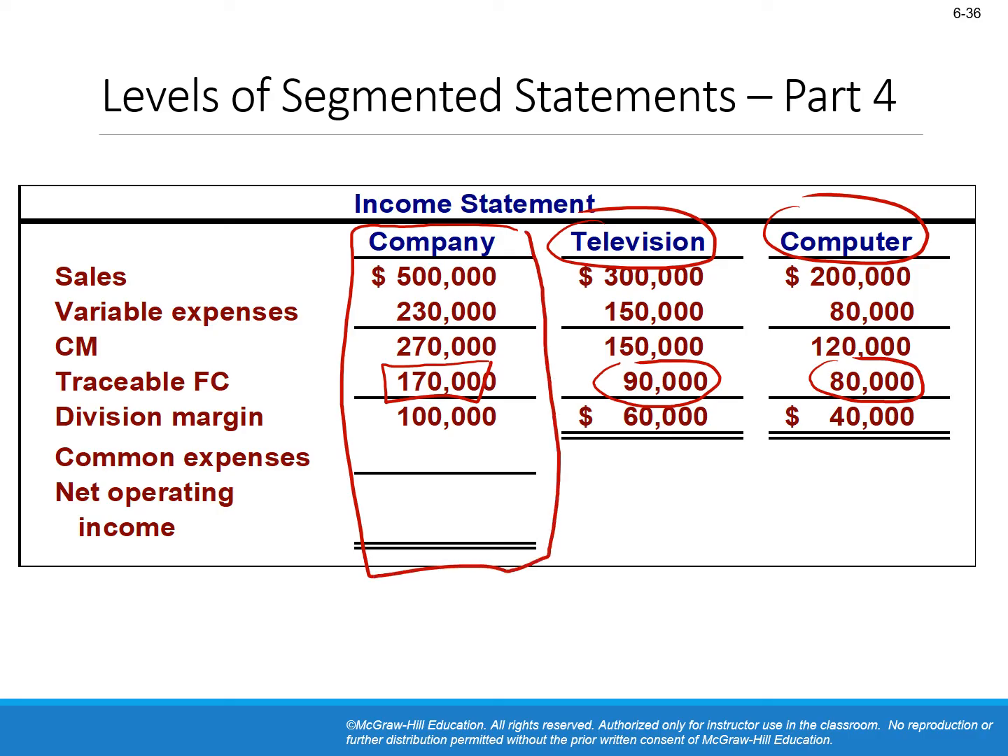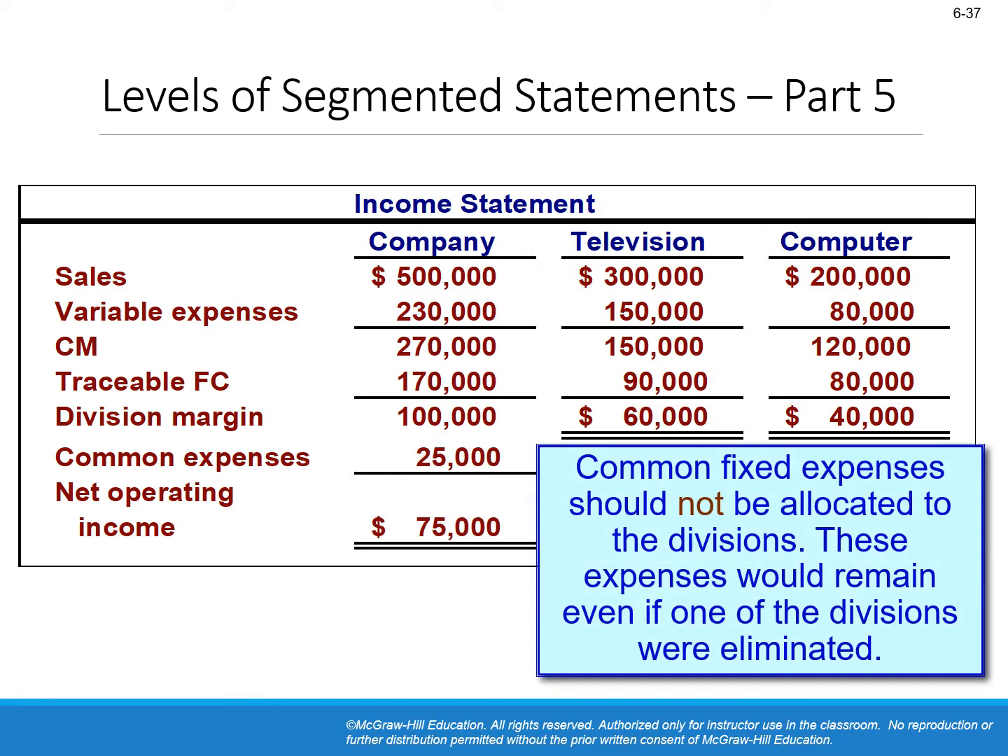Now, the whole company has some common expenses that cannot be traced to either division, such as the rent of the whole company or the headquarters or whatever. This is the common fixed expense, and this is the traceable fixed expense or fixed cost. So the common is $25,000, and therefore the net operating income for the whole company is $75,000. And they are stressing the point that common fixed expenses should not be allocated to the divisions.